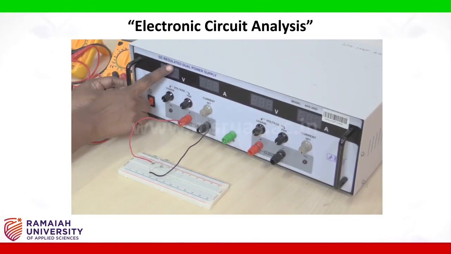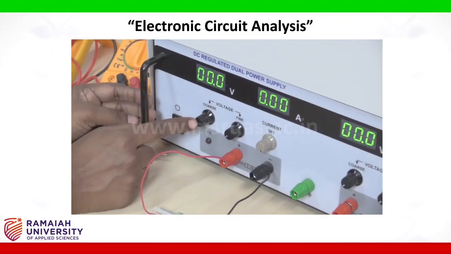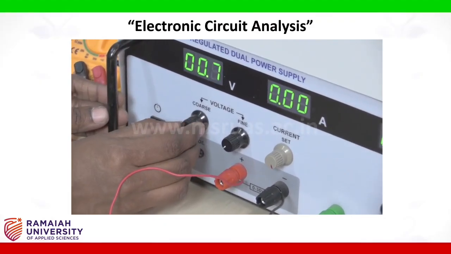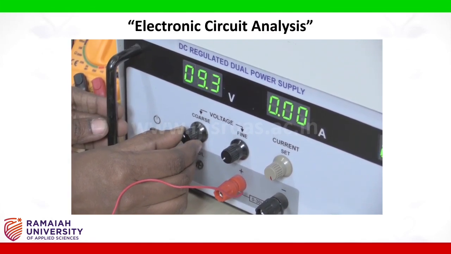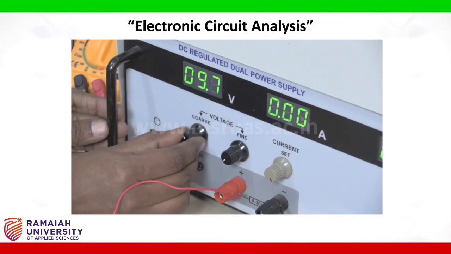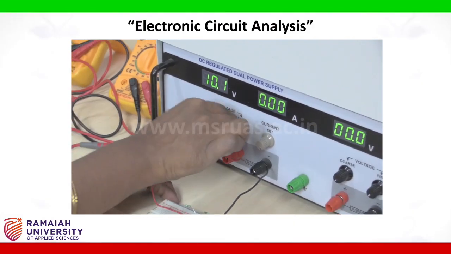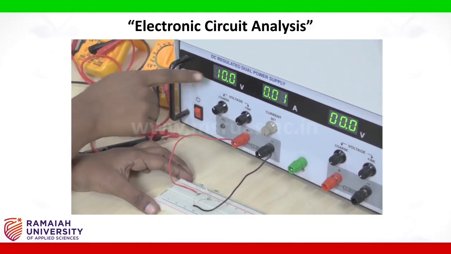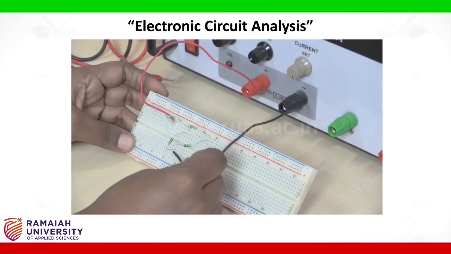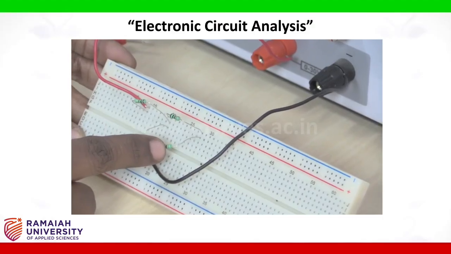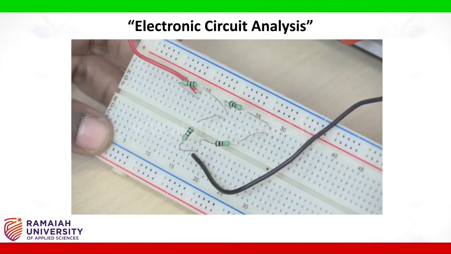Now switch on the DC power supply. Set the voltage reading to 10 volts. We will measure current in this load resistor and voltage across the load resistor.